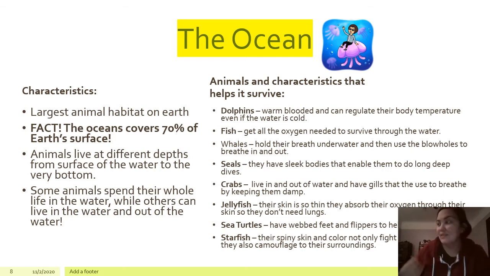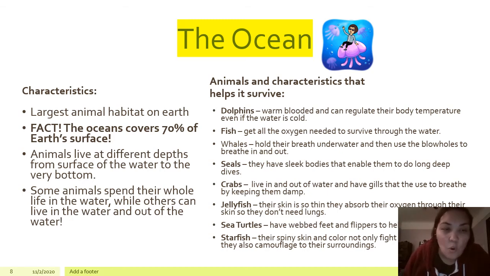Okay, now this is one of the biggest habitats, right? It's the largest one, in fact. The largest animal habitat on Earth is, can everybody say it? The ocean. Okay, the oceans cover 70% of the Earth's surface, which means there's a whole lot of animals in this habitat. They live at different depths from the surface of the water all the way down to the very bottom where we can't even see.